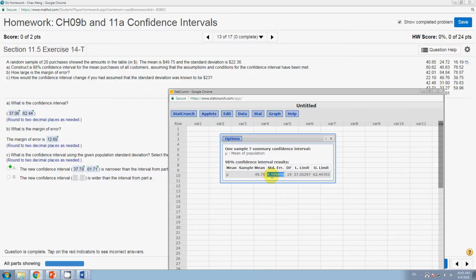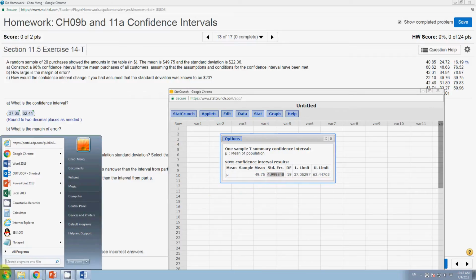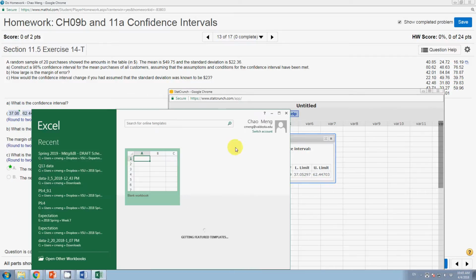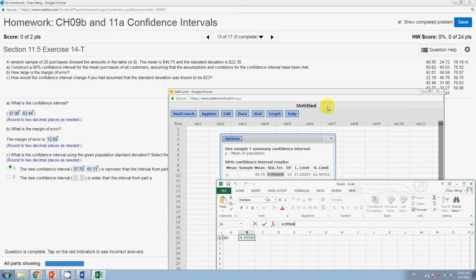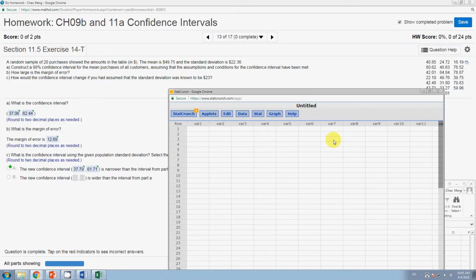Okay, let's write down this one. So let me get Excel. Let's put the SE is equal to that number. Let's keep it there. To find the critical value, we can use the StatConch because we know that the t star follows a t distribution.